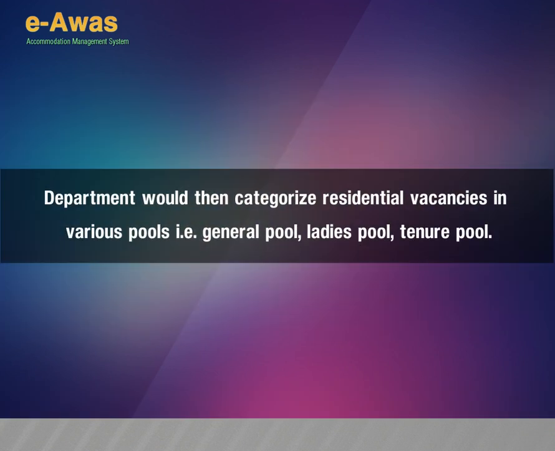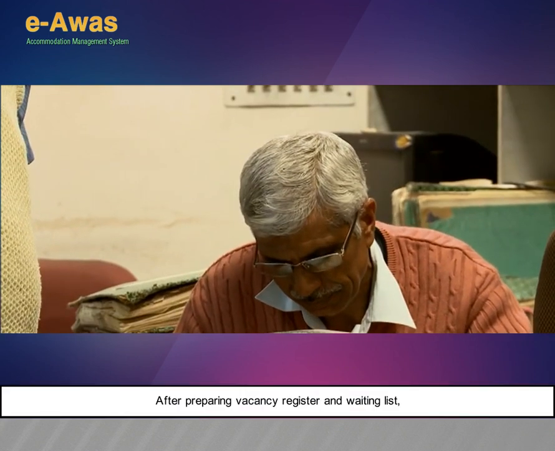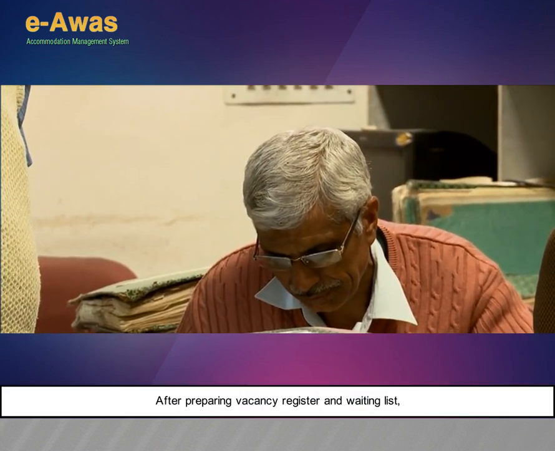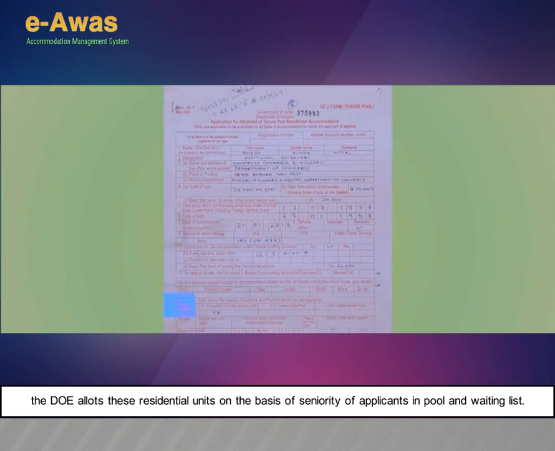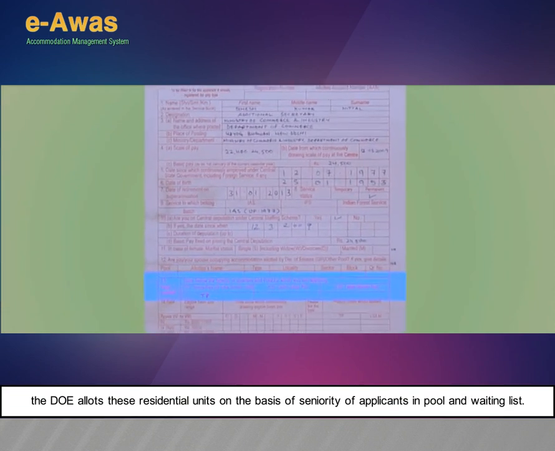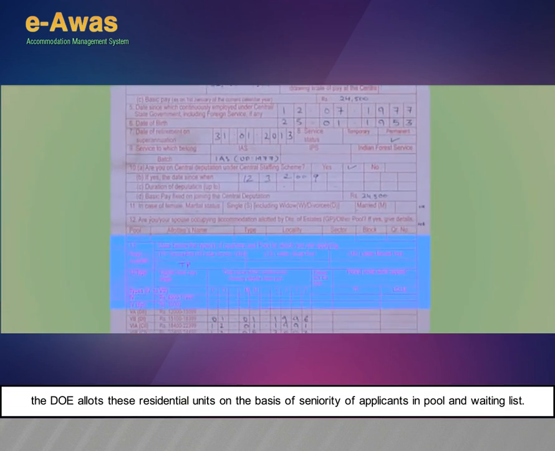The department would then categorize residential vacancies in various pools, that is, general pool, ladies pool, tenure pool. After preparing the vacancy register and waiting list, the DOE allots these residential units on the basis of seniority of applicants in the pool and waiting list.